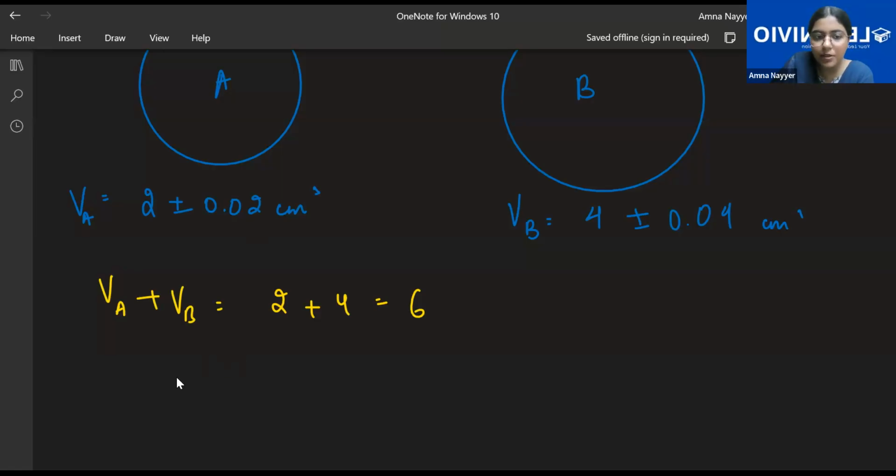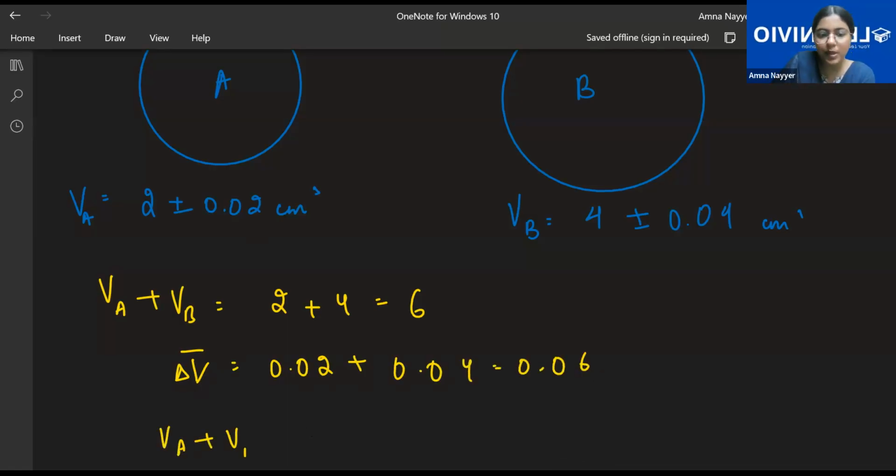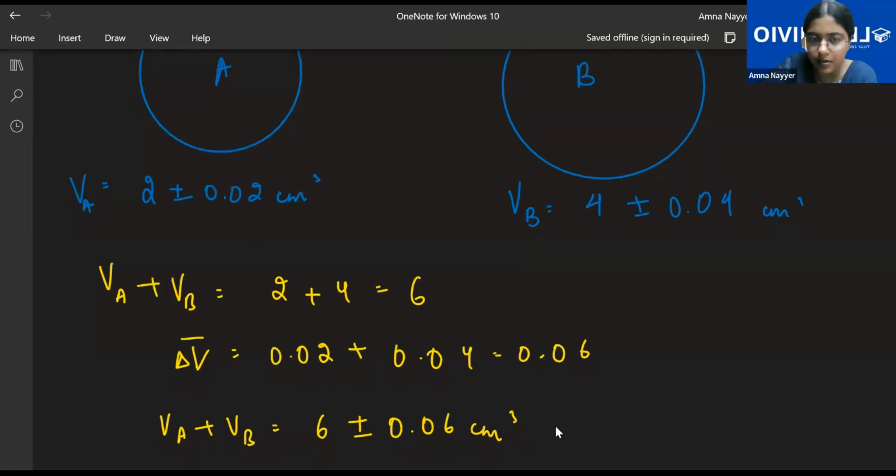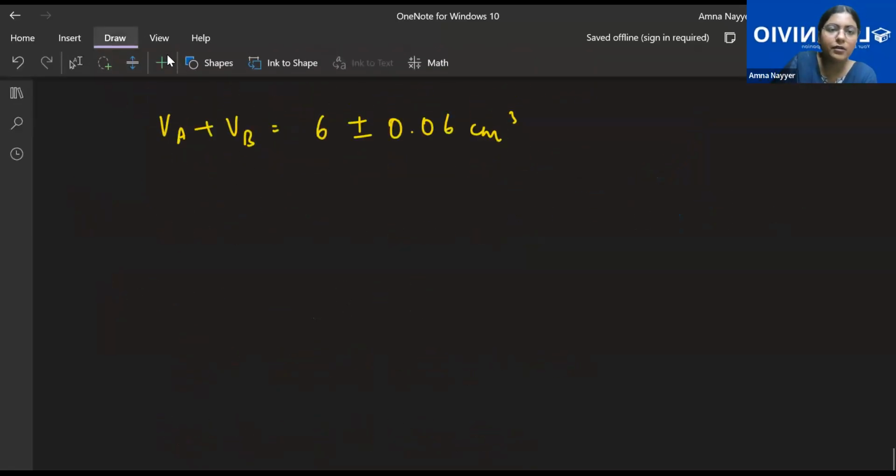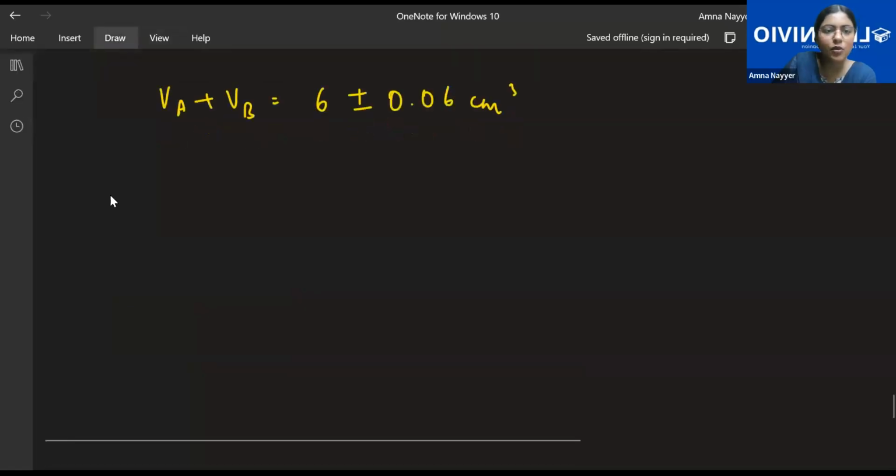So when you add the mean absolute error, delta V bar that we'll get will be 0.02 plus 0.04, which is equal to 0.06. So finally, we can say VA plus VB is equal to 6 plus minus 0.06 centimeter cube. That is the whole conclusion from addition. But if I talk about subtraction, there's just a small change.